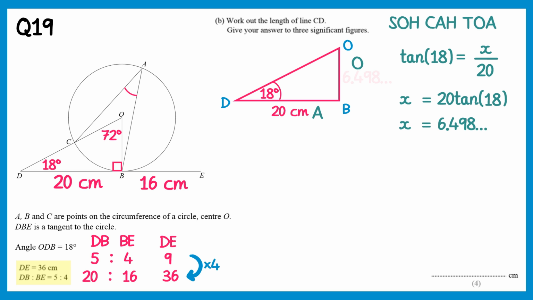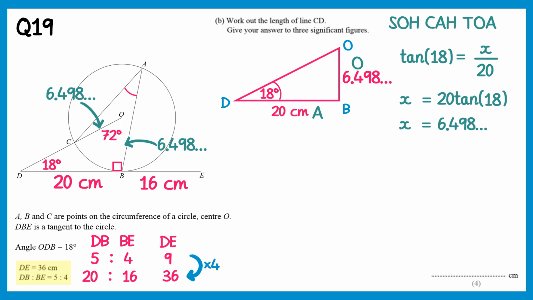We can add this to our triangle now, and also to our diagram. OB here is 6.498. Notice that OB is the radius of the circle. This means that OC, which is also the radius of the circle, must be the same length. The question had asked us to find the length of line CD. Now that we know OC, all we need to do is find OD, and we can find out this line.